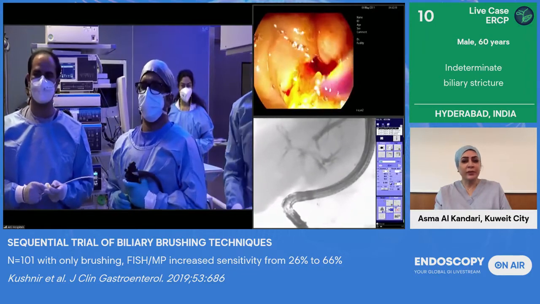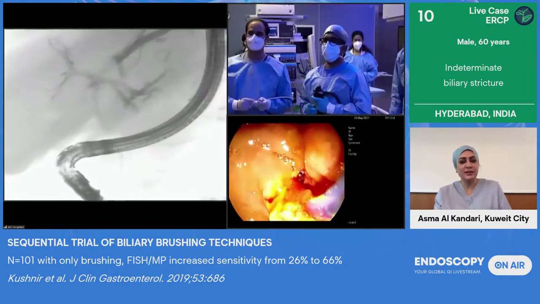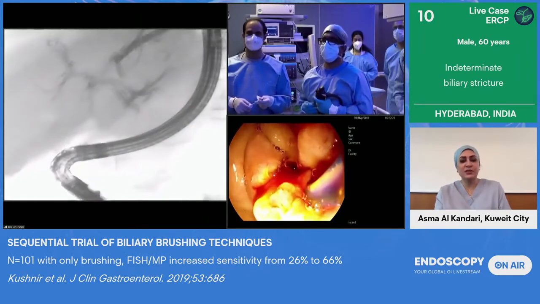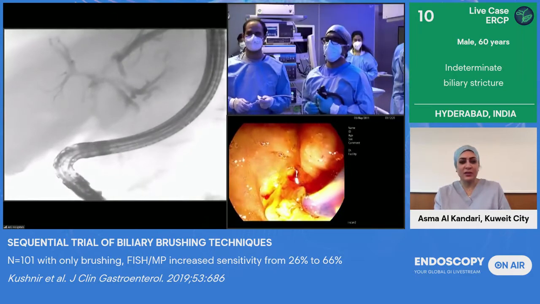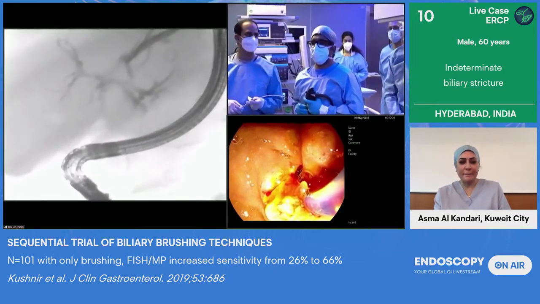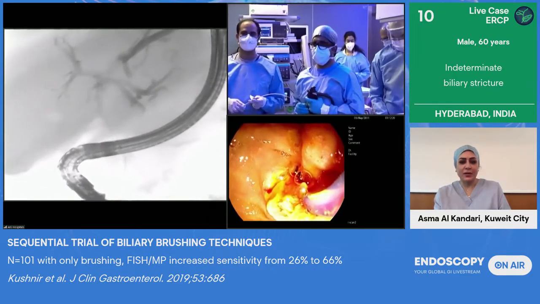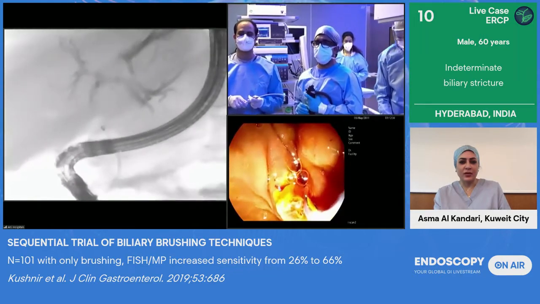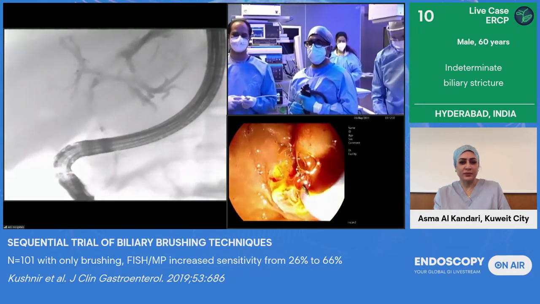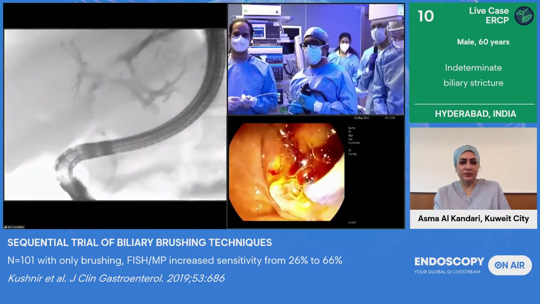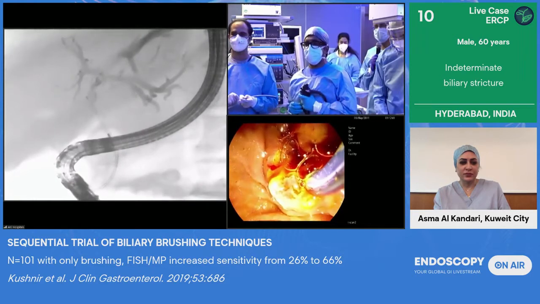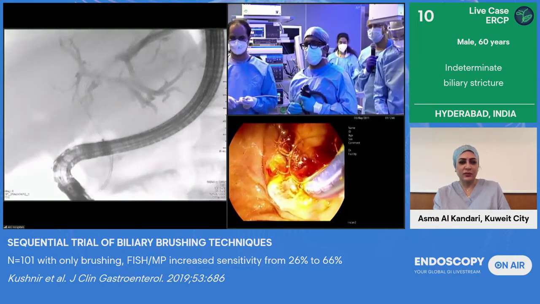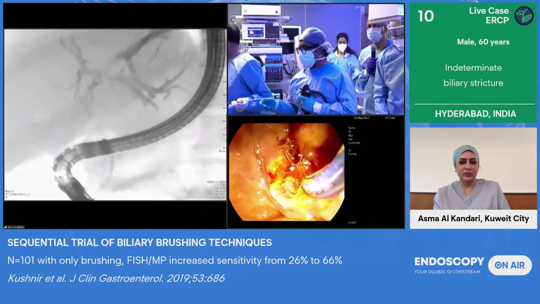Now fluorescence in situ hybridization has increased the sensitivity of the brushing, as mentioned here, from 26 to 66% by Kushner et al. We'll take this brush first, then we'll discuss that. You can see the brush has come down up there. There is a radiopaque marker which shows the tip of the catheter, and then there is a nitinol wire and the brush on top of it, and there is very good pushability.